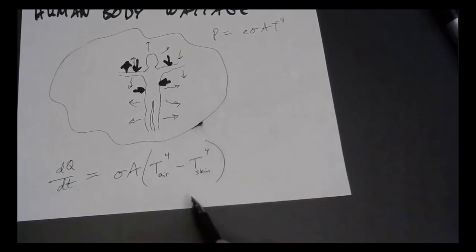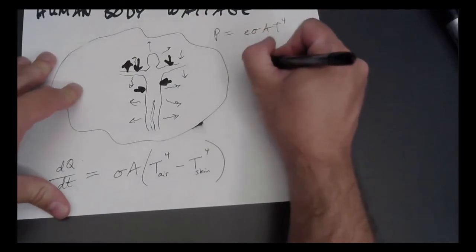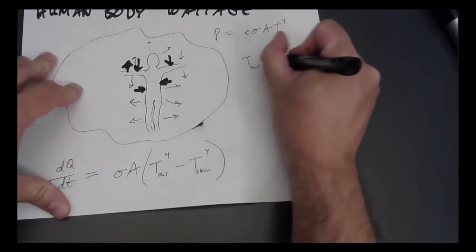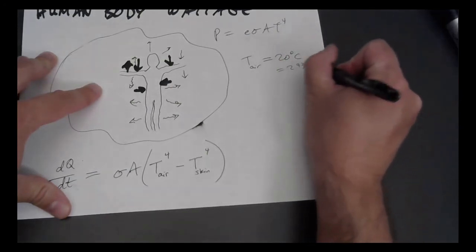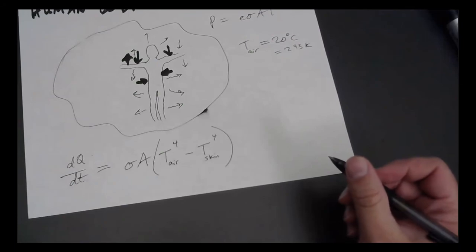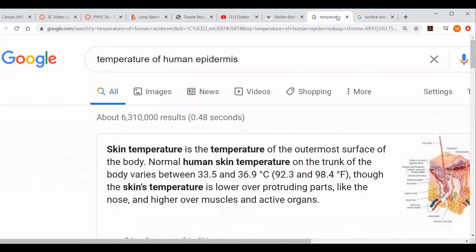Okay, let's calculate these things. Let's go with an air temperature of 20 degrees Celsius. That's room temperature, in other words, 293 kelvins. Now I looked up a couple numbers online. Firstly, we need the temperature of the human skin. I know that your internal temperature is supposed to be something like 98.6 Fahrenheit, but we're talking about the power radiated by your epidermis. So I Googled that, and evidently there's a range of values depending on which part of the body you're talking about. So I'm just going to go with a temperature of 95 degrees Fahrenheit. I'll write that down.